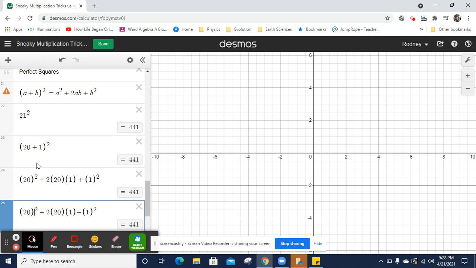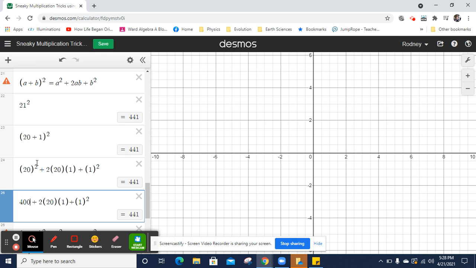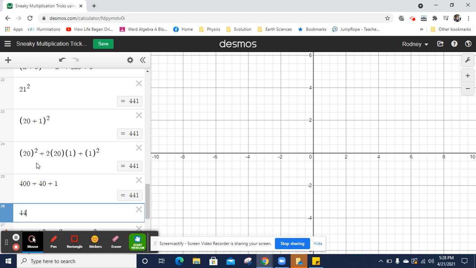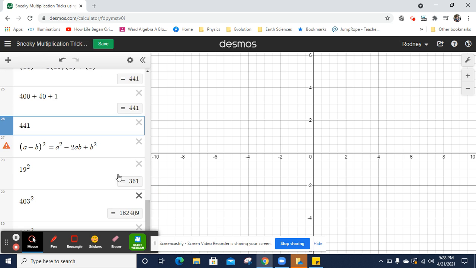All right, 20 squared, we've already done that, that'll be 400. And then 2 times 20 times 1 is just going to be 40. And then 1 squared is just going to be 1. So I've got 400 plus 40 plus 1, which will be 441. And it confirms that that's the answer.